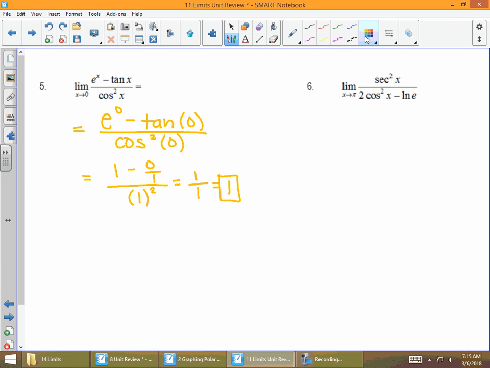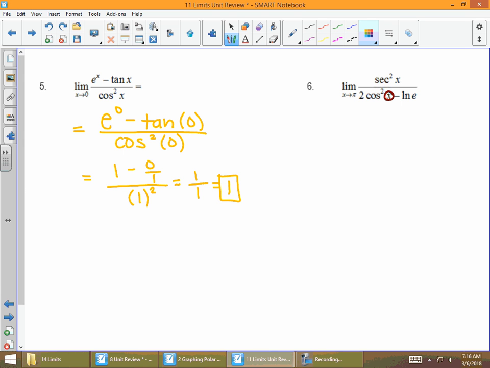Another one not to be scared of. The limit as x approaches pi. Again, this looks like a mess, so I'm going to take a little second to double check that I don't need to do any work before I take the limit. If I plug pi in right here, I'm going to get -1. 2 times -1 is going to give me -2, and then ln of e, if you remember, is 1. So my denominator is not going to be 0. I'm in good shape here.